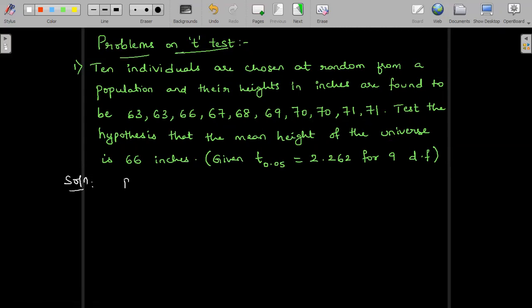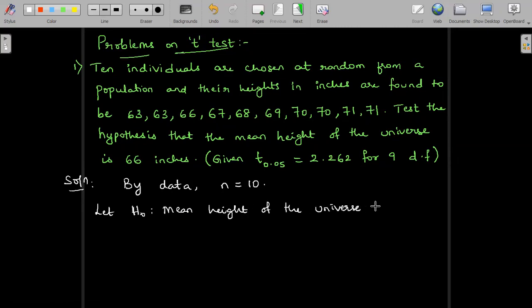So by data, n is equal to 10 and we are assuming the hypothesis H0 as mean height of the universe is 66 inches. And this is one and the same as writing mean mu is equal to 66.